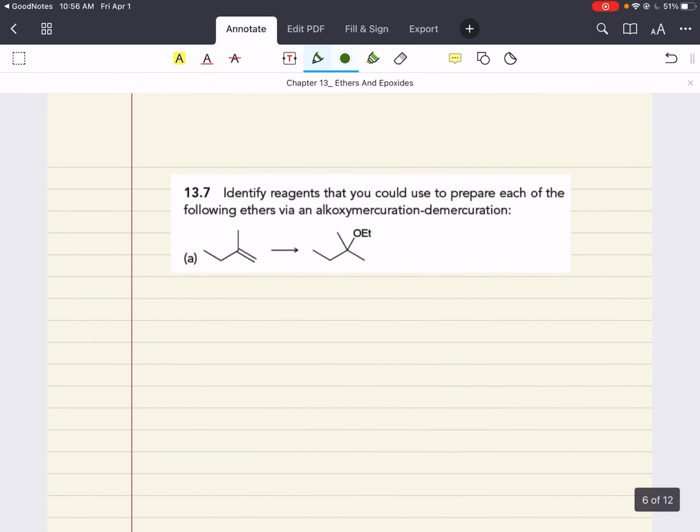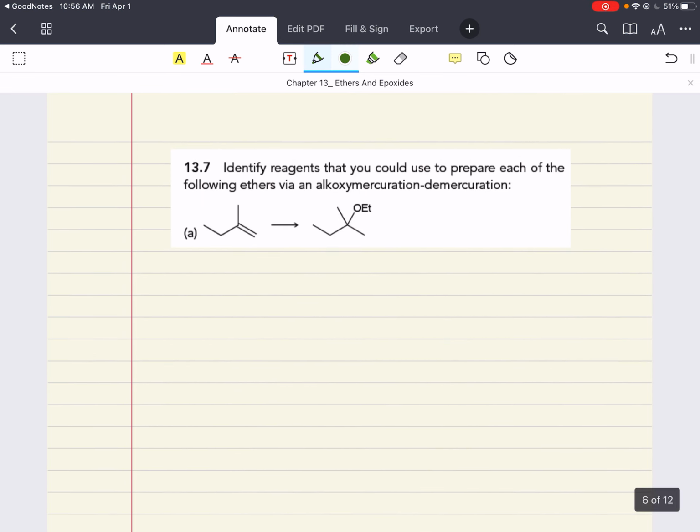Let's do some more. Identify the reagents that you could use to prepare this ether through alkoxymercuration-demercuration. So they're telling us what kind of reaction they want us to do. So let's figure out what reagents we're going to need for this. Here is our double bond, and we're going to be adding an OEt to this and a hydrogen to the other side. That pretty much gives us our answer.